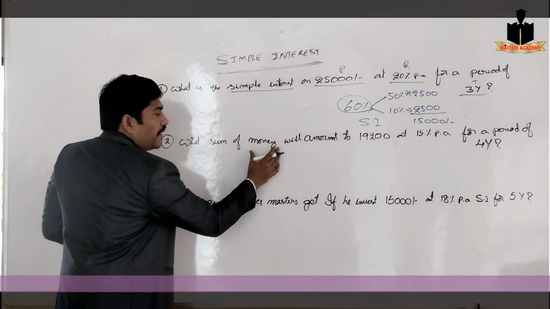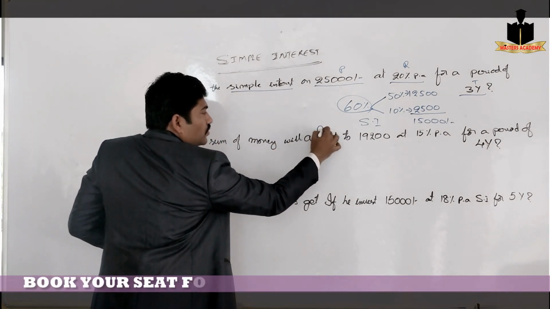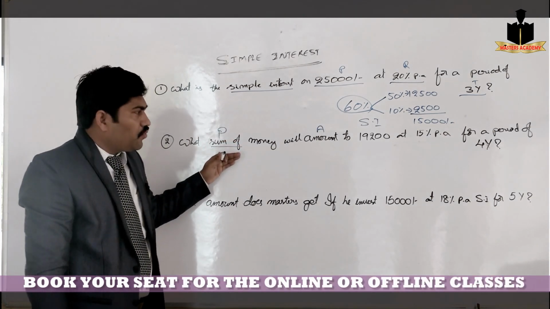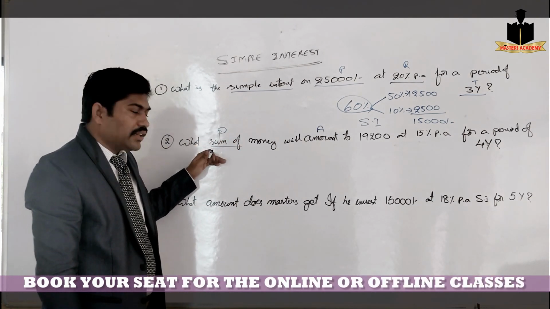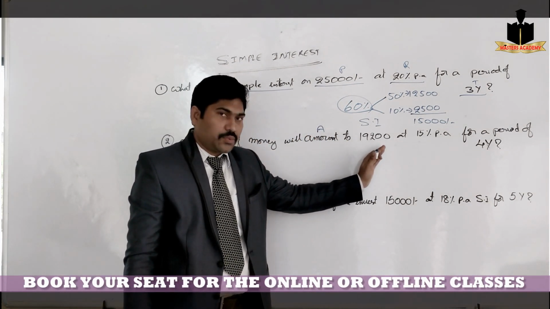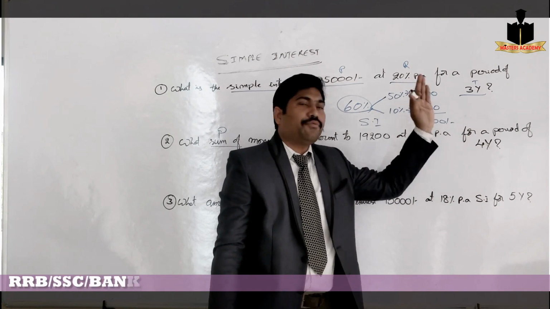Sum of money will be the amount. Amount is the total amount. Sum is the principal amount. That means we are expected to calculate only the principal amount here. To 19,200 rupees at 15% per annum for a period of 4 years.